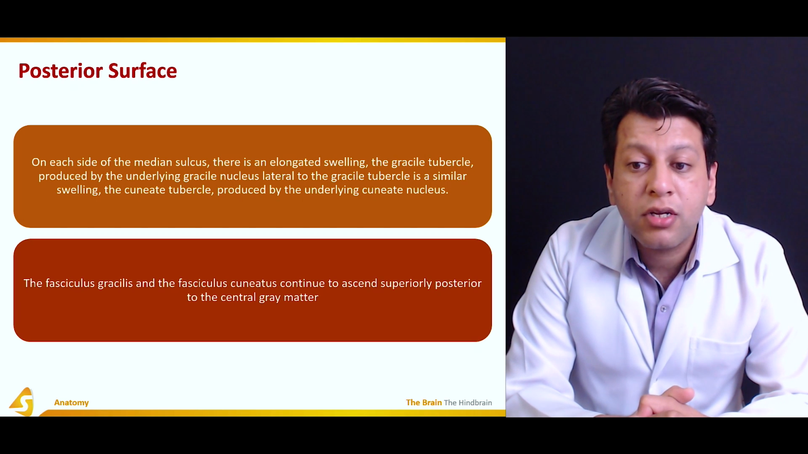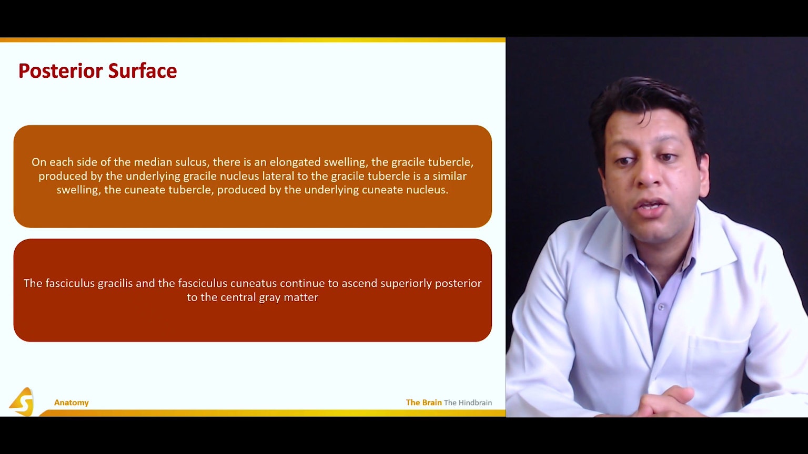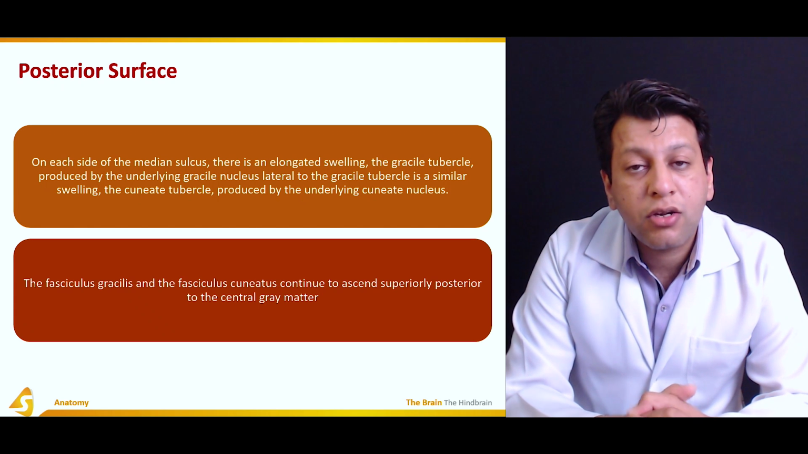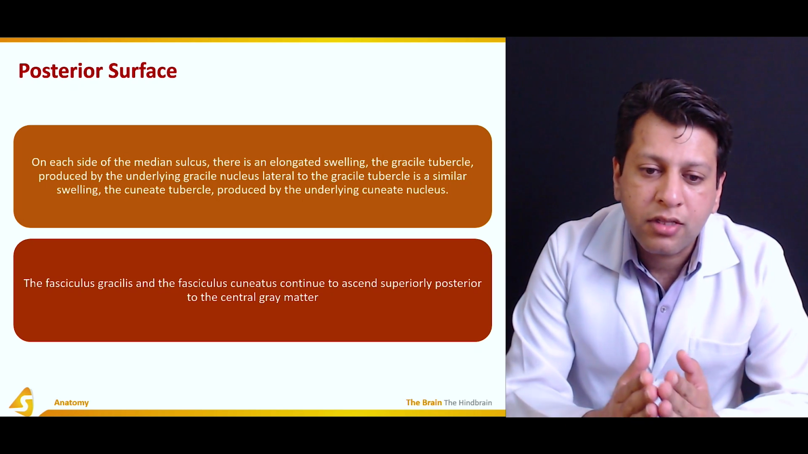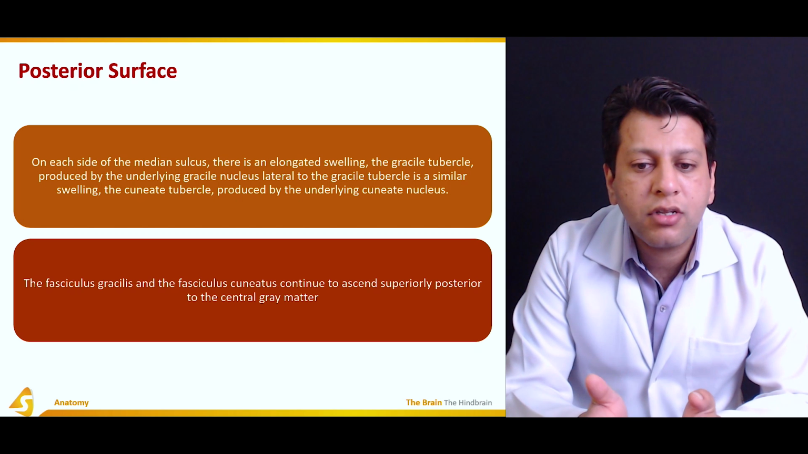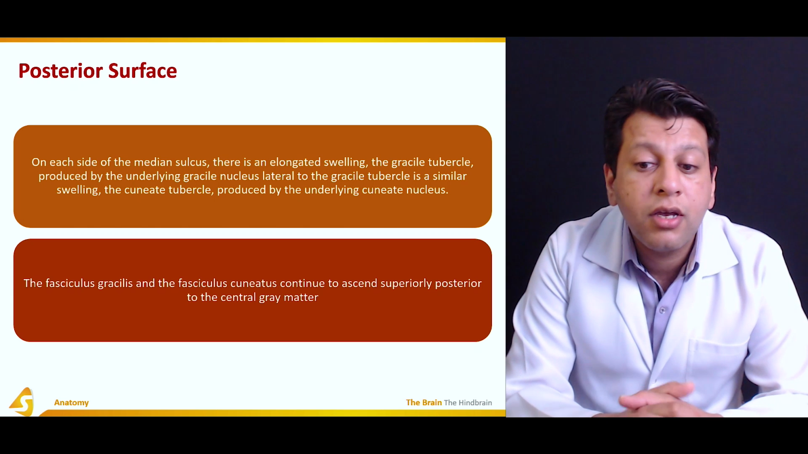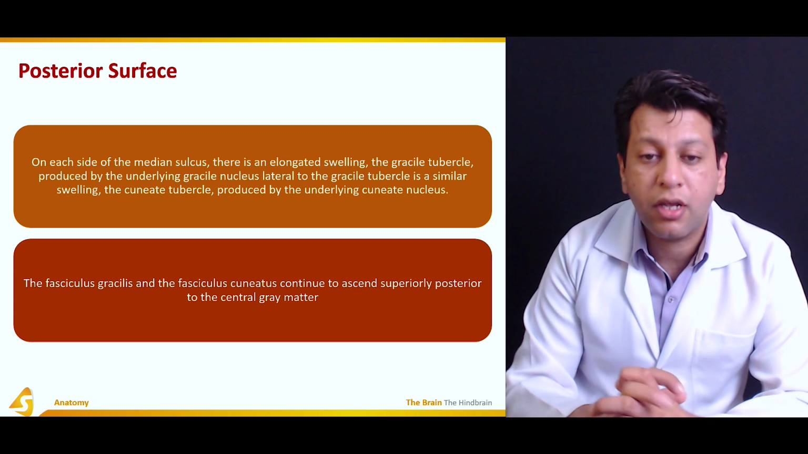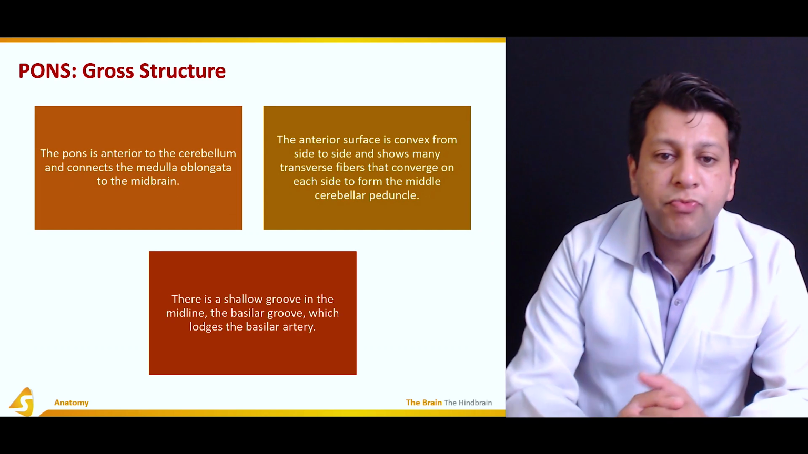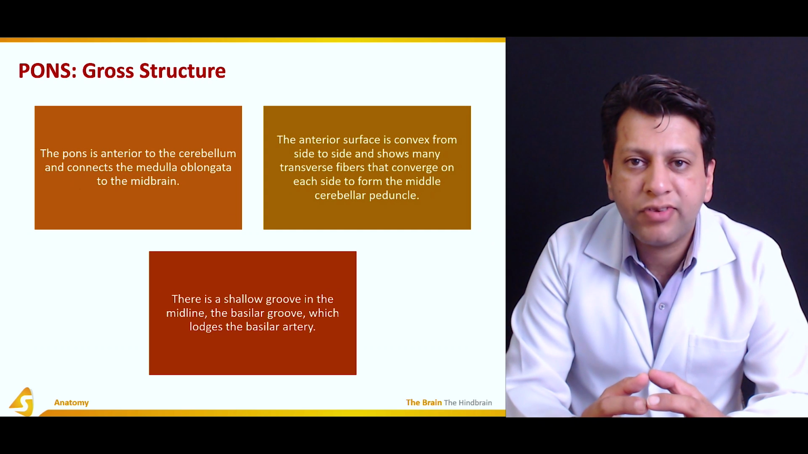Lateral to the gracile tubercle is a similar swelling, the cuneate tubercle, produced by the underlying cuneate nucleus, also called the nucleus cuneatus. The fasciculi are always the fibers. The fasciculus gracilis and the fasciculus cuneatus, which arise from the nucleus gracilis and nucleus cuneatus, continue to ascend superiorly and posterior to the central gray matter. So now the medulla oblongata is finished.